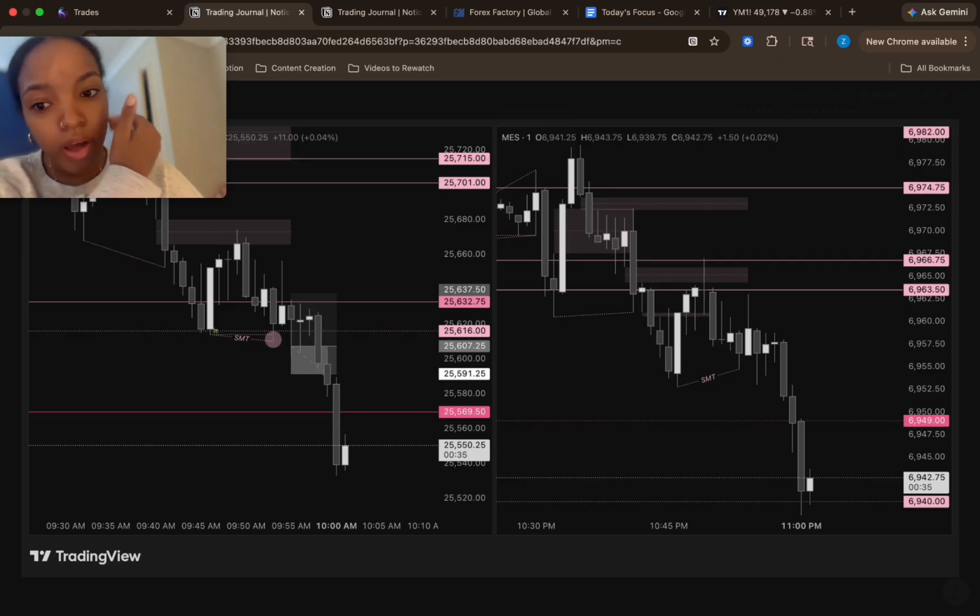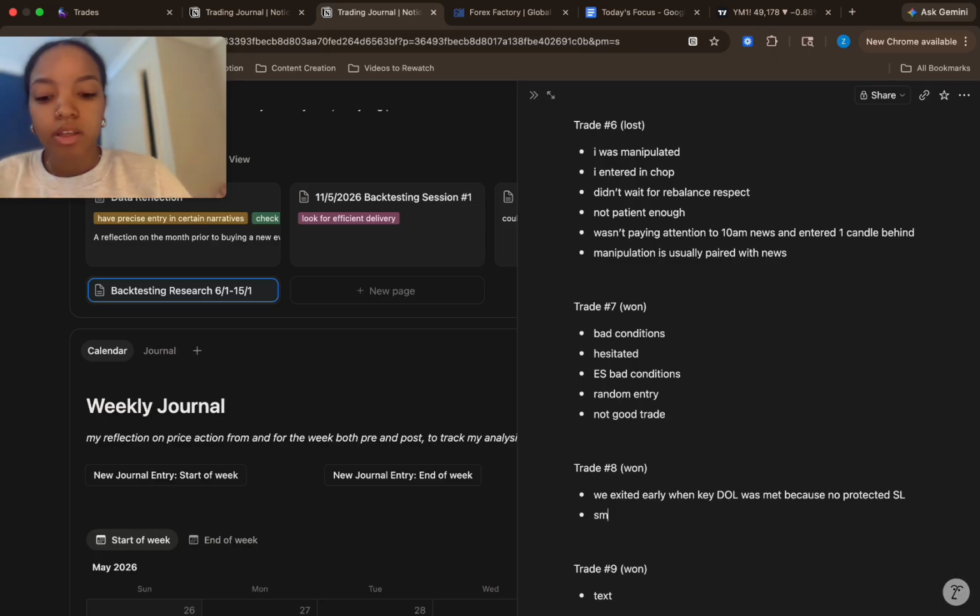We broke that low. I think this could have been maybe a more aggressive trade, to be honest. Yeah, this could have been more aggressive. Should have been more aggressive with this because we had the SMT fail.